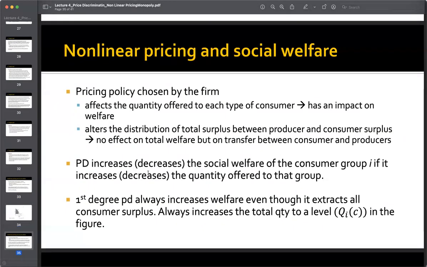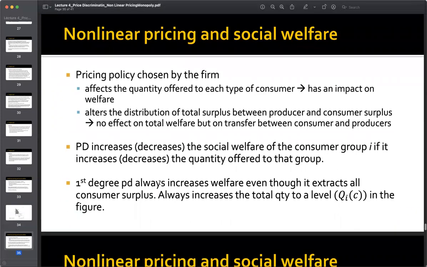Okay, so PD increases social welfare of consumer group I if it increases the quantity offered to that group. First degree price discrimination always increases welfare, even though it extracts all consumer surplus, right? Because remember, first degree price discrimination sets the quantities at the perfectly competitive output, and all it does is transfer all of that surplus to the monopolist completely, right? So it's efficient because it maximizes social welfare. But there are distributive issues with that. All of the welfare, all of the surplus goes to the monopolist.